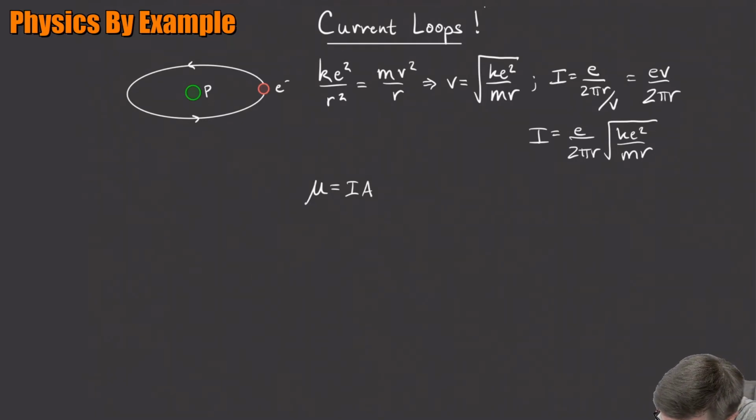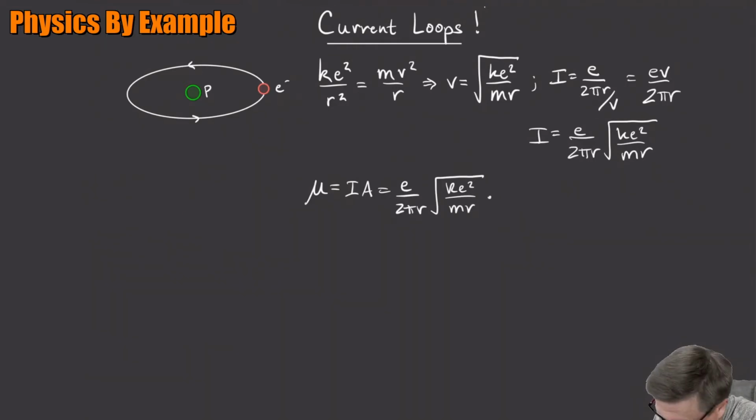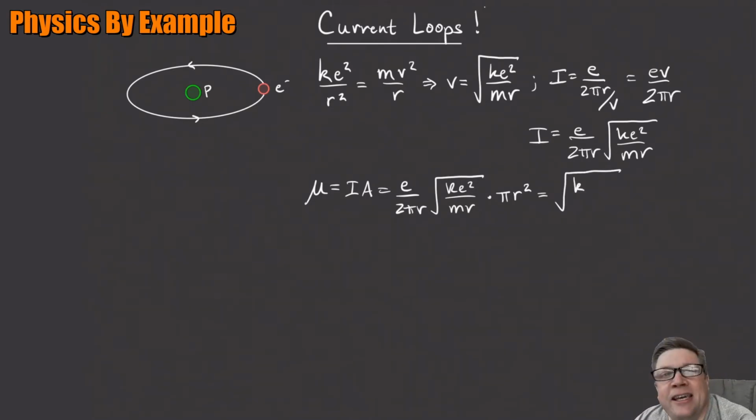This is going to be e over 2 pi r, and then I got this business, the square root of Ke squared over mr, times the area of this thing. What's the area? It's just pi r squared. So what do we come out with? If I bring in r squared, I'm going to have a k. If I bring the e inside and square it, that's going to be like a k e to the fourth.